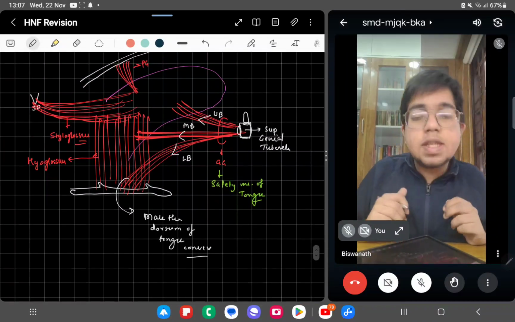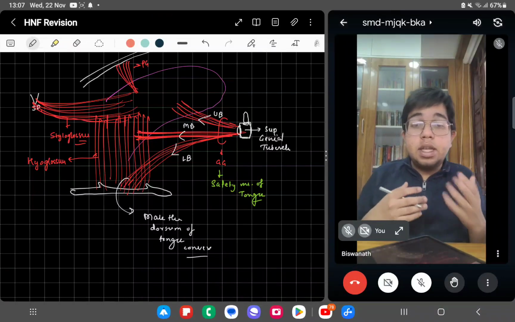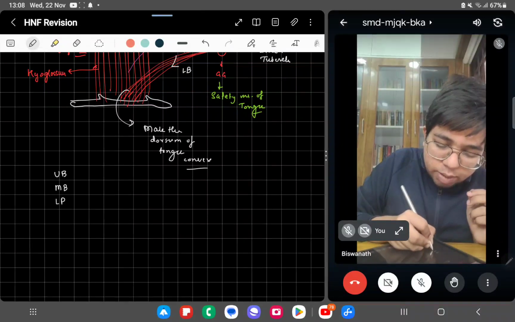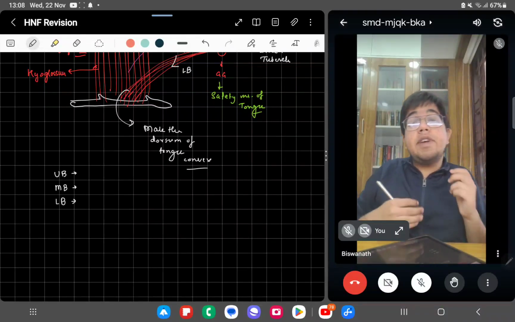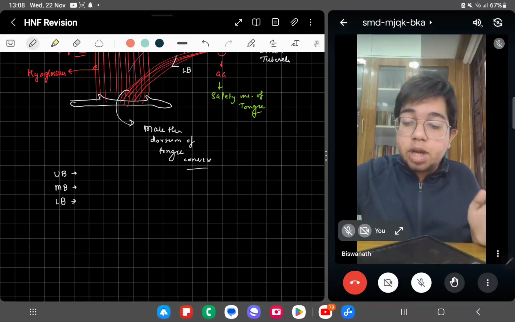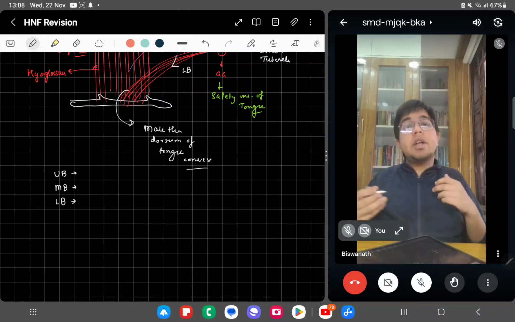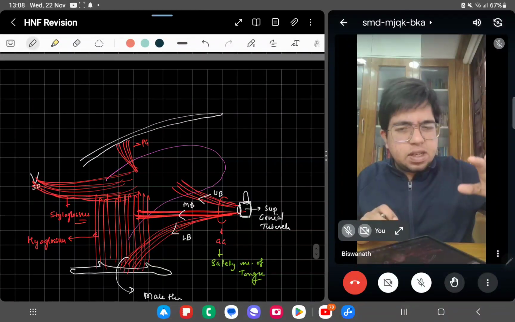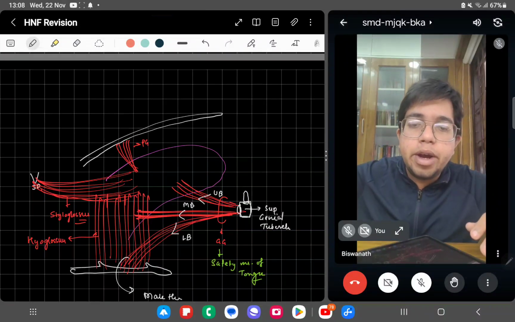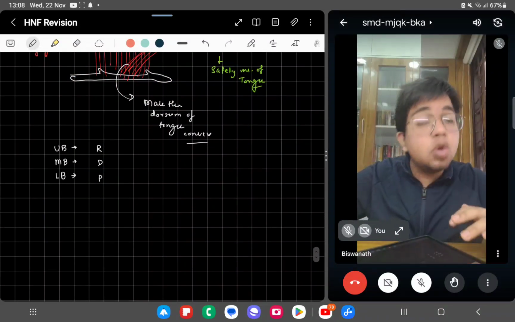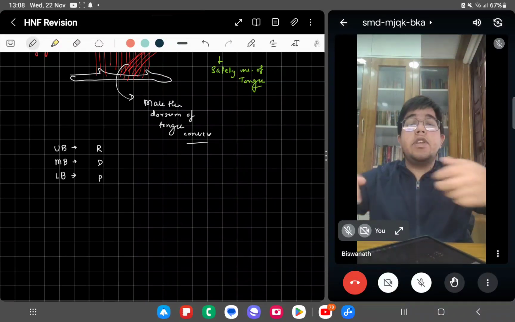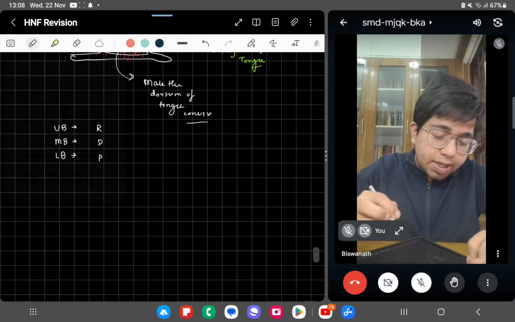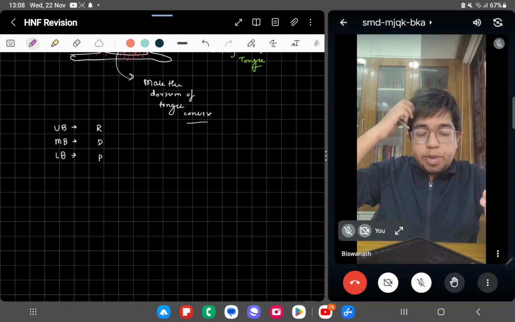The genioglossus again: upper band, what will it do? It has three functions. The upper band has one function, the middle band has another function, and the lower band has another function. You can remember the mnemonic RDP. You can just see from this structure and correlate how the movement will occur. Of course, I will not encourage you to rote-learn, but it has a mnemonic, RDP, for the upper band, middle band, and lower band.